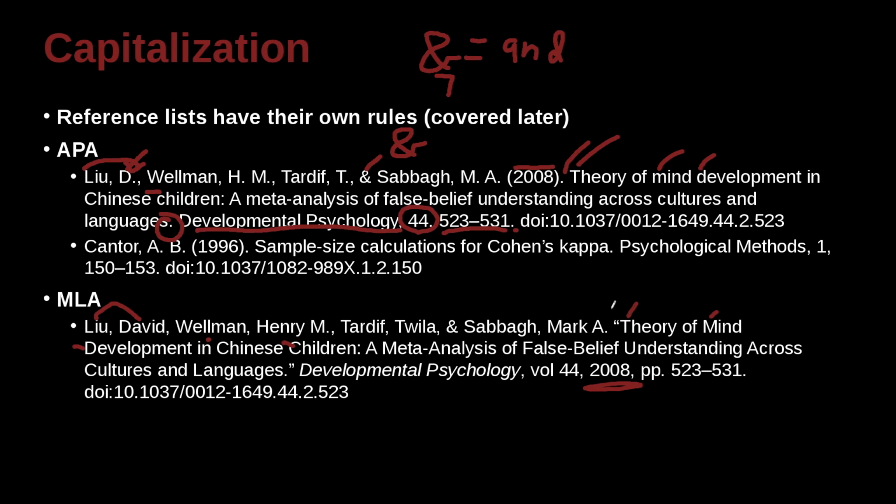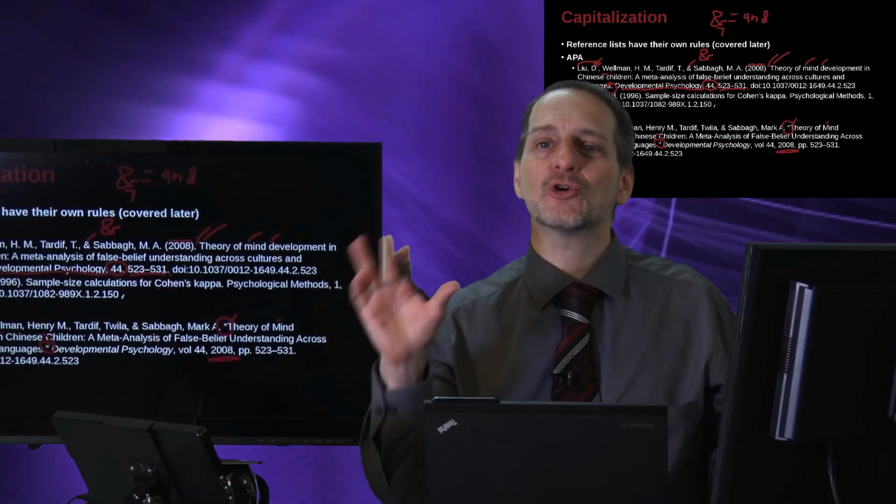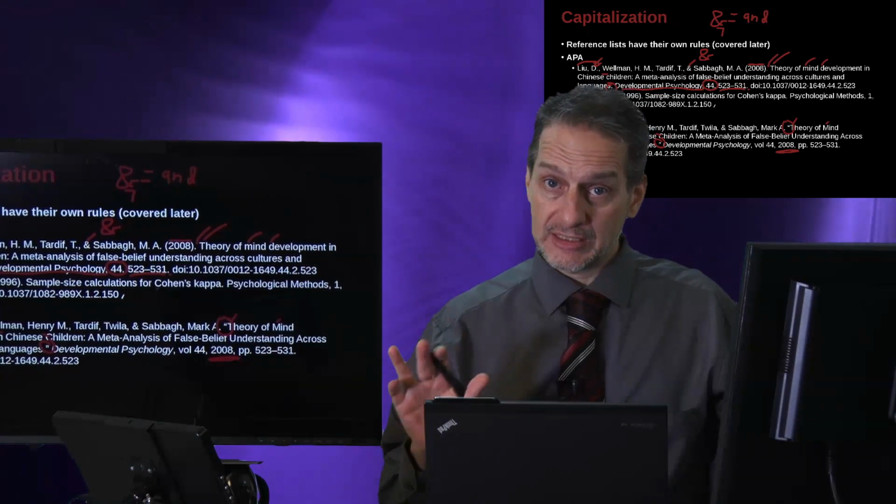And we have a quotation mark here, a double quotation, which marks the beginning and the end of the article title. So this is quite different. We move things around. The APA style and the MLA style are really fundamentally different, although they kind of look the same. If you look quickly, you don't pay attention, but they are very different.